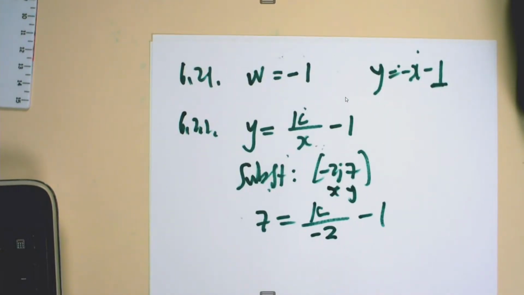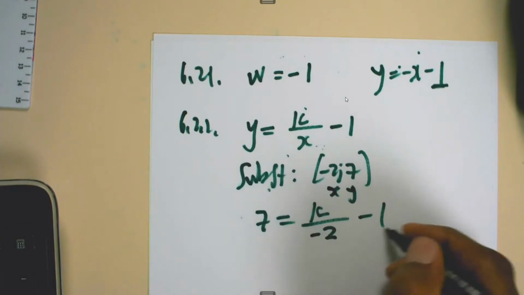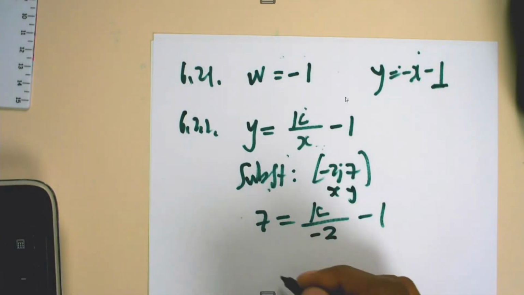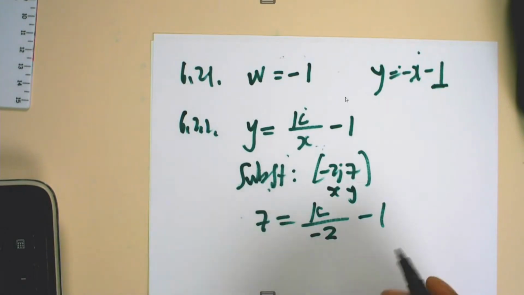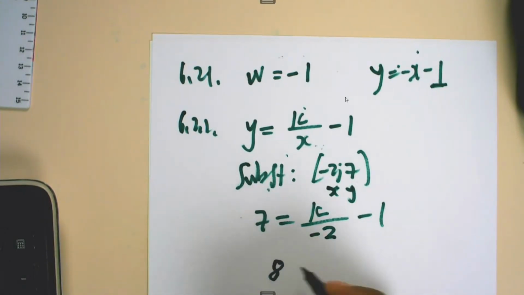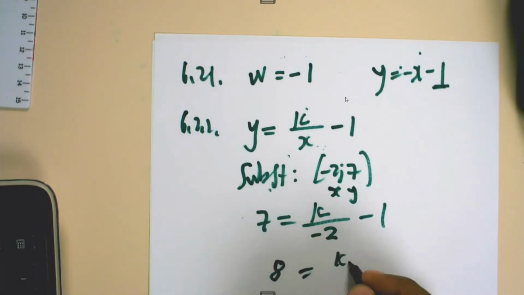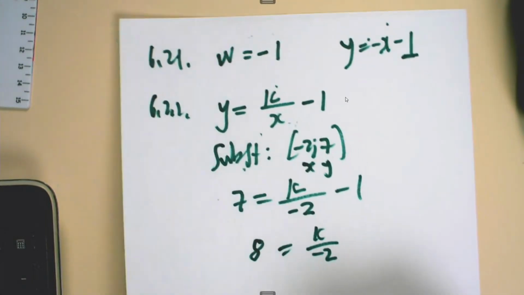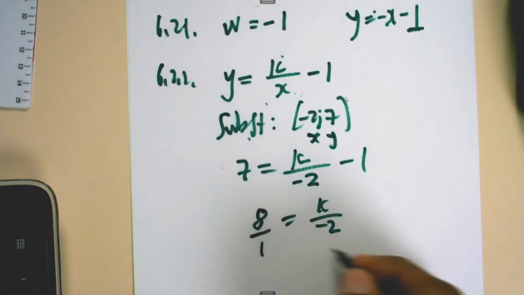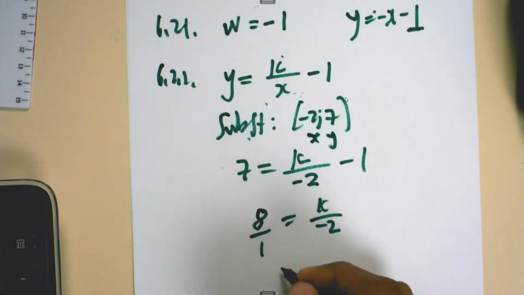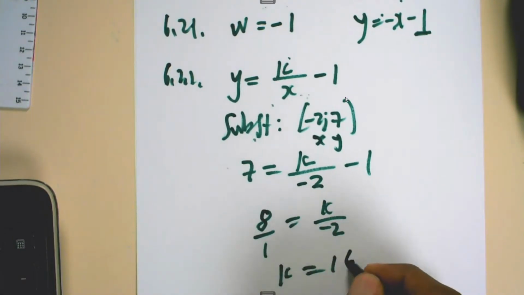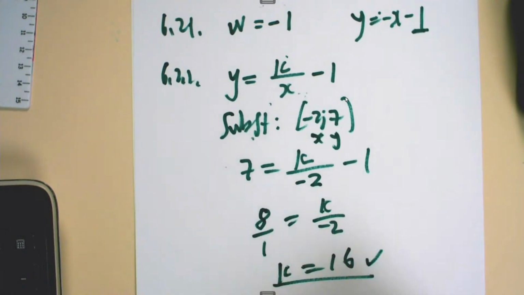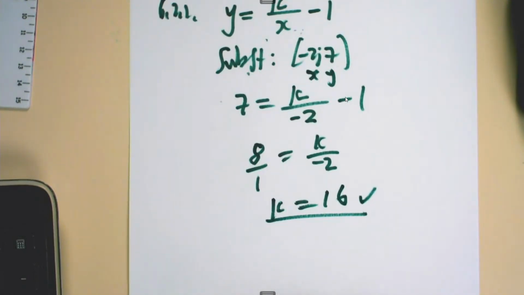Right, what do we do now? We add 1 on both sides; when we take it to the other side, the sign must change. So minus 1 plus 1 is 0, and 7 plus 1 is 8. So 8 equals K divided by minus 2. What must happen now? This is over 1, so cross multiplication: K times 1 is K, equals minus 2 times 8, which is minus 16. The value of K is minus 16.